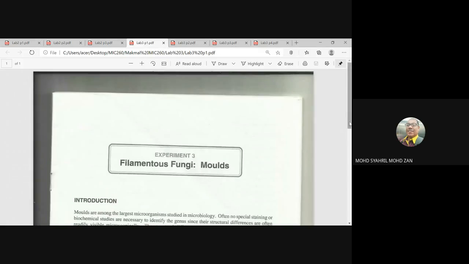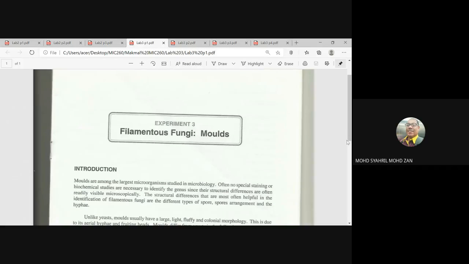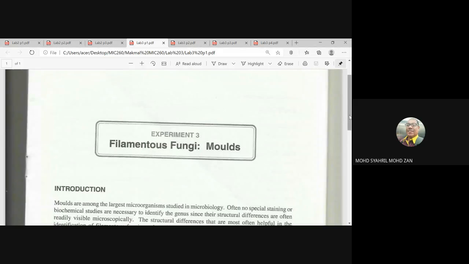So experiment number 3 is more on the Filamentous Fungi. So Filamentous Fungi example we use what we call mold. Tadi yeast right? Yeast more on the unicellular fungi. Tapi untuk filamentous, we're using a mold. Okay. So what's the difference between mold and yeast?